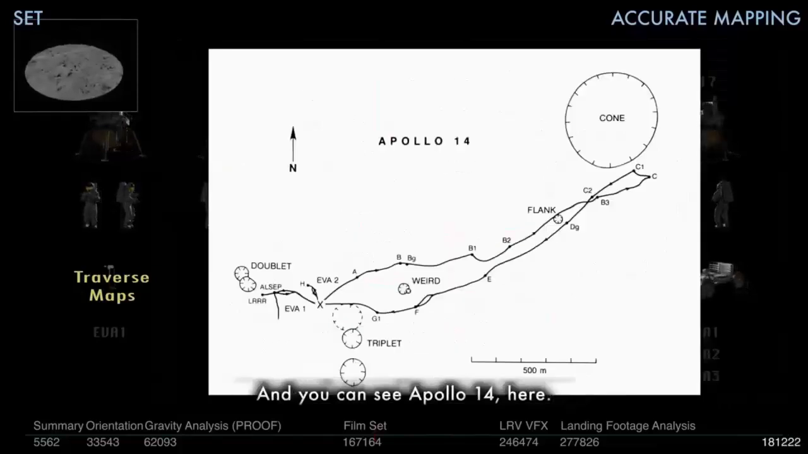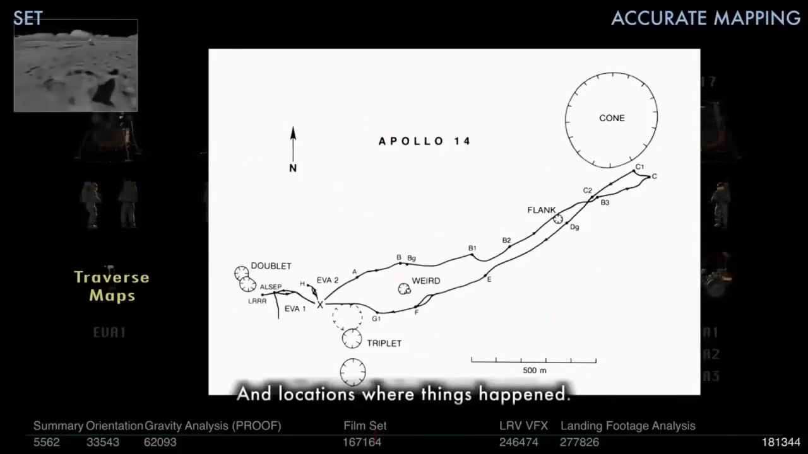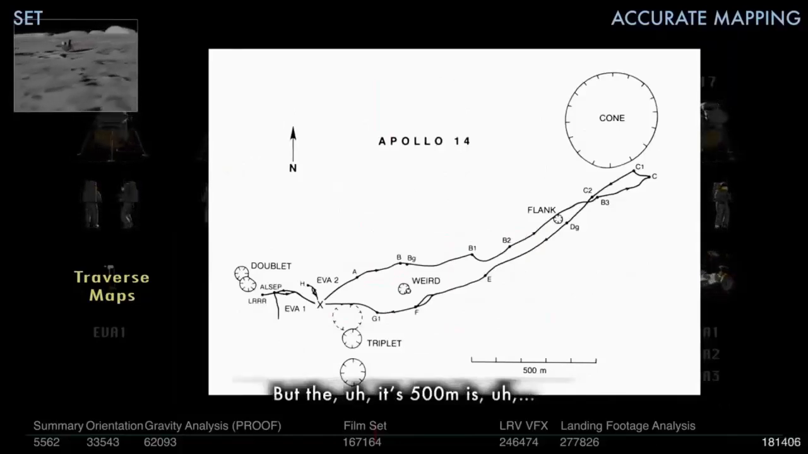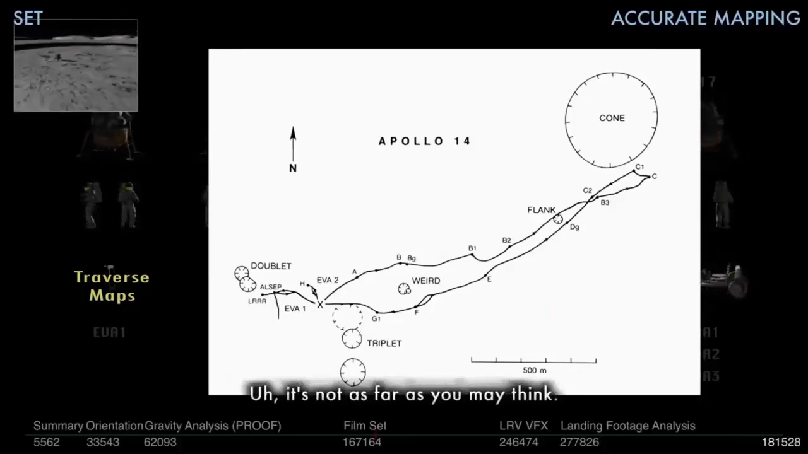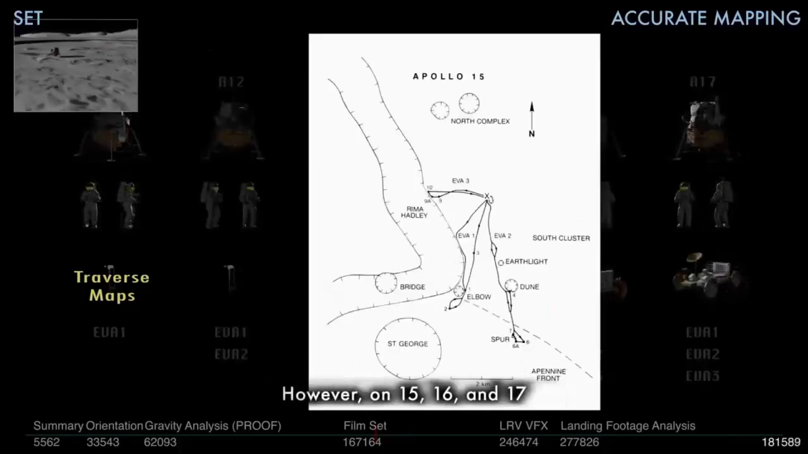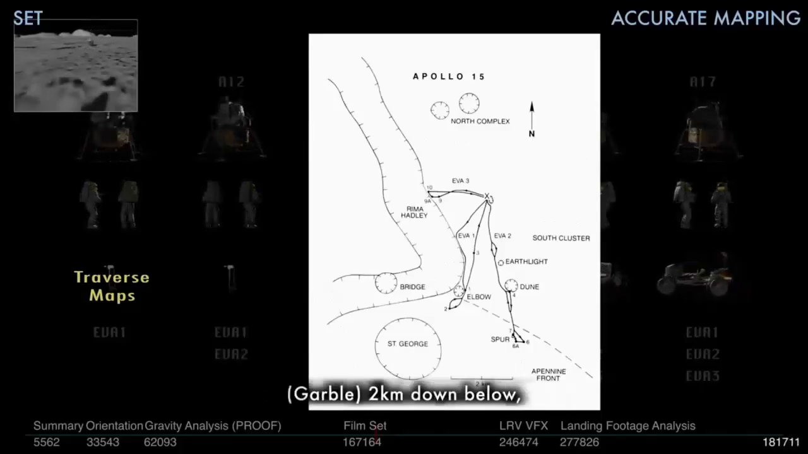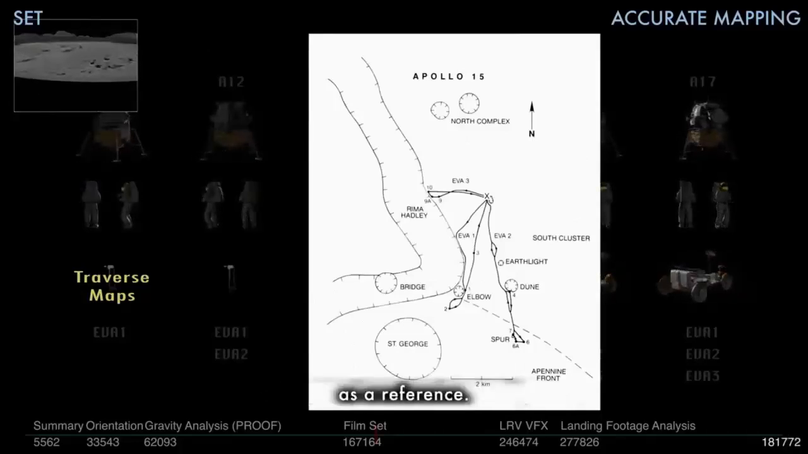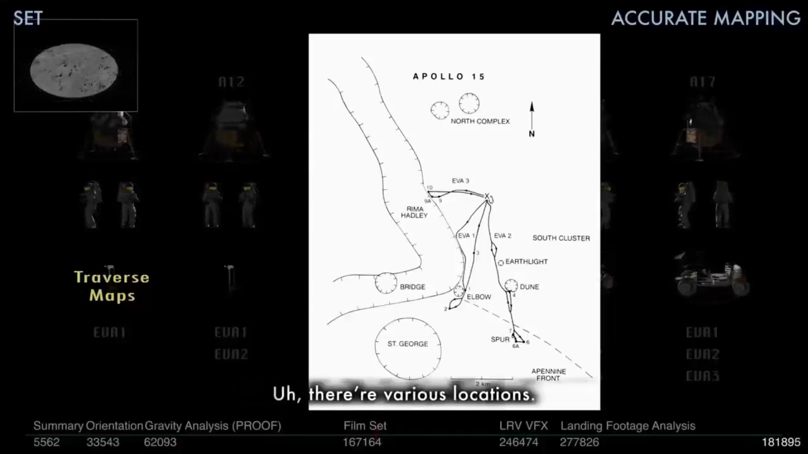And you can see Apollo 14 here. They actually went farther out, and locations where things happen. I think it's around 500 meters and 1,000 meters here, and it's not as far as you may think. However, on 15, 16, and 17, they actually went kilometers, 2 kilometers down as a reference. They drove pretty far, supposedly, and there's various locations.